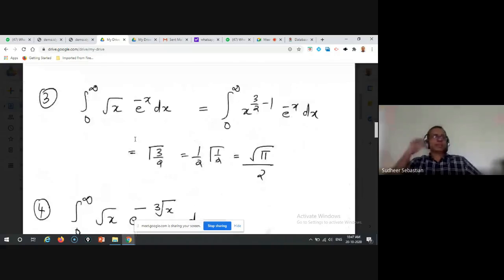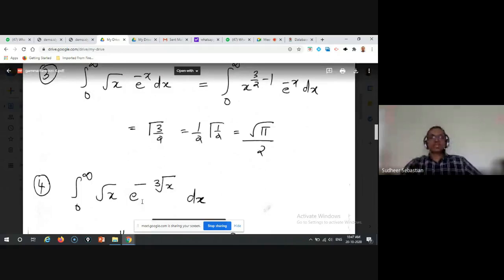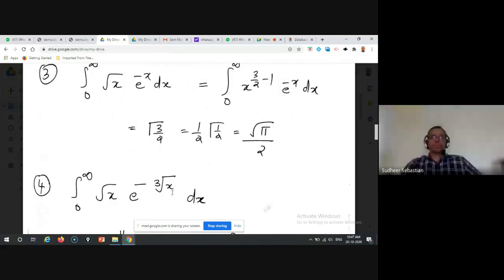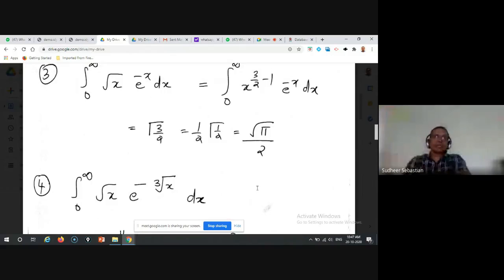Then see, we have to evaluate this: integral 0 to infinity root x exponential minus cube root of x dx. So how can we solve or evaluate this? Do you have any idea? See the problem, integral 0 to infinity root x exponential minus cube root of x. How can we evaluate this? Any idea?